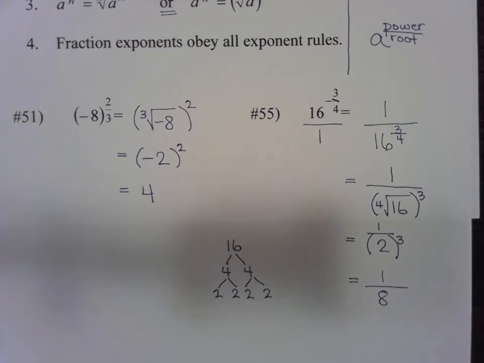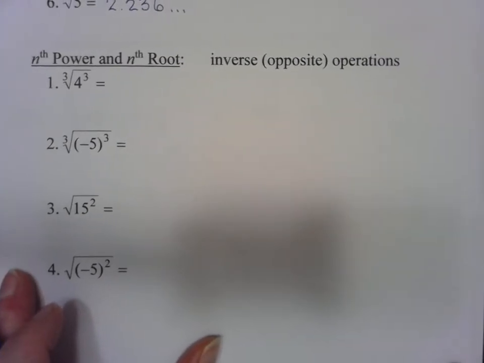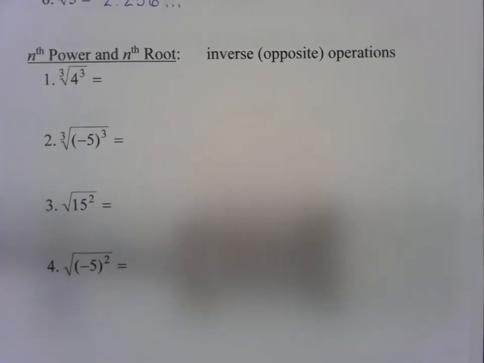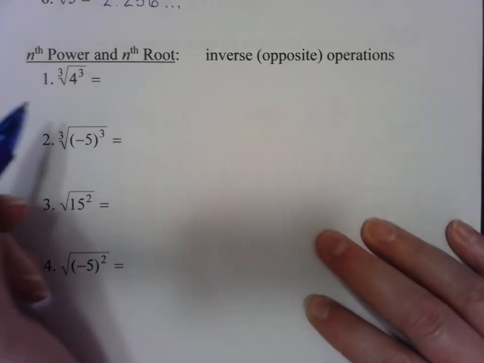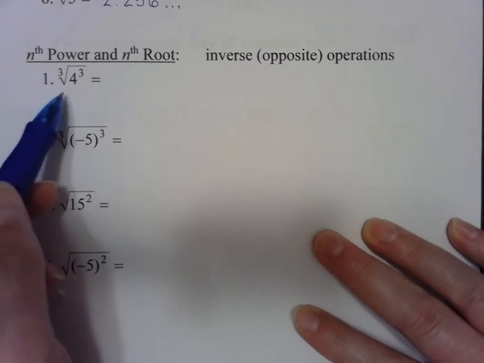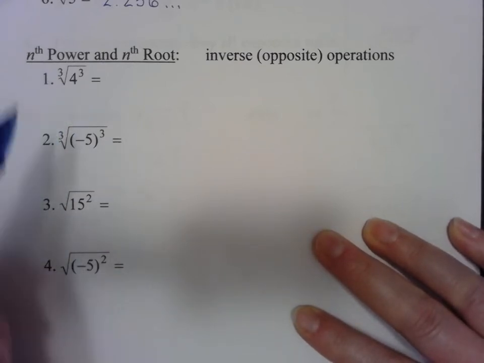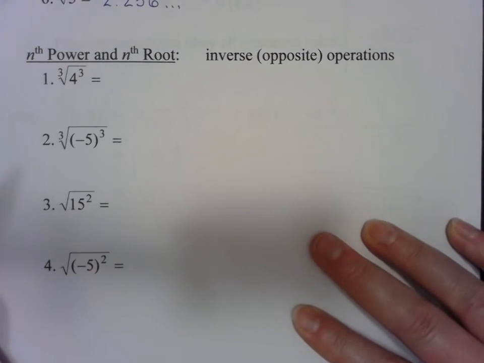All right, I'm going to add in this idea next. So the power and the root, if they match, are opposite operations and they cancel each other out. So there's lots of ways to think about that. You could use the fraction exponent actually to think about that. Or you could just think about them canceling. Okay, I think these are pretty intuitive. So the cube root of 4 cubed, the cube root and the cube are going to cancel each other out.